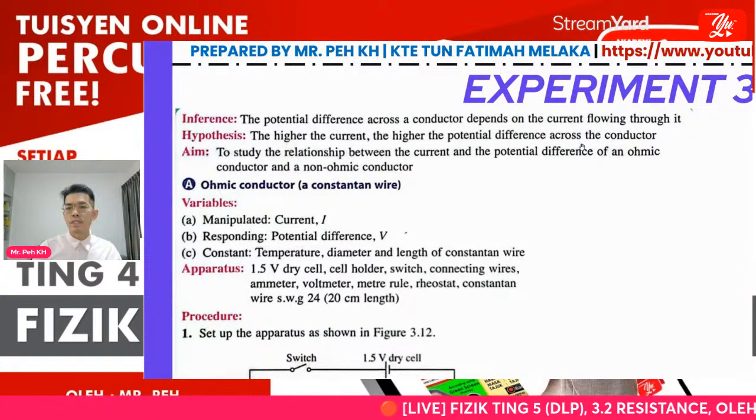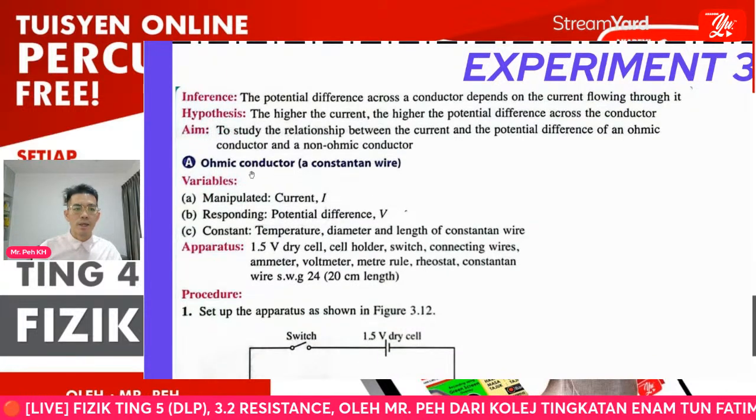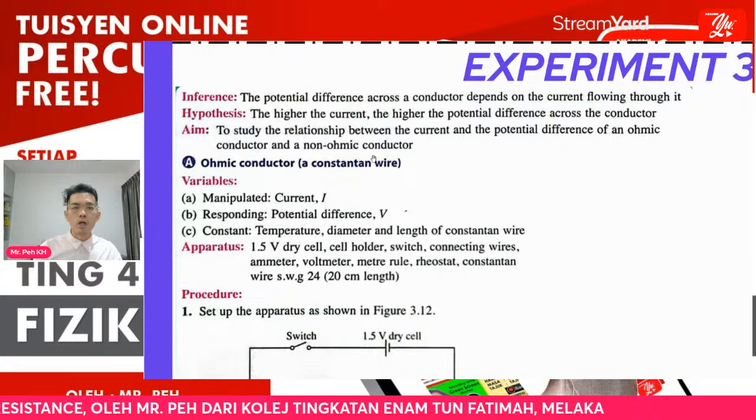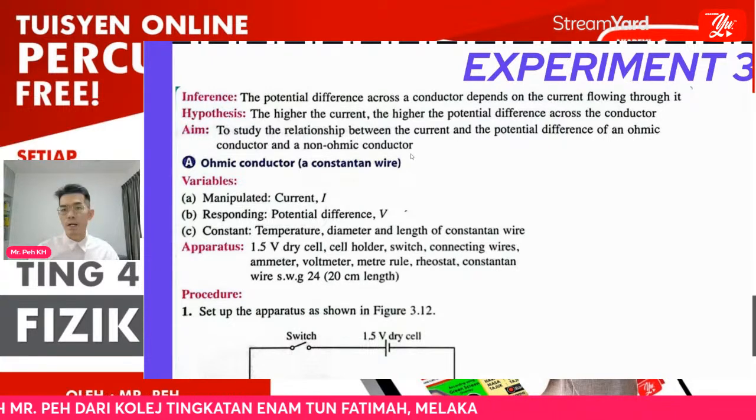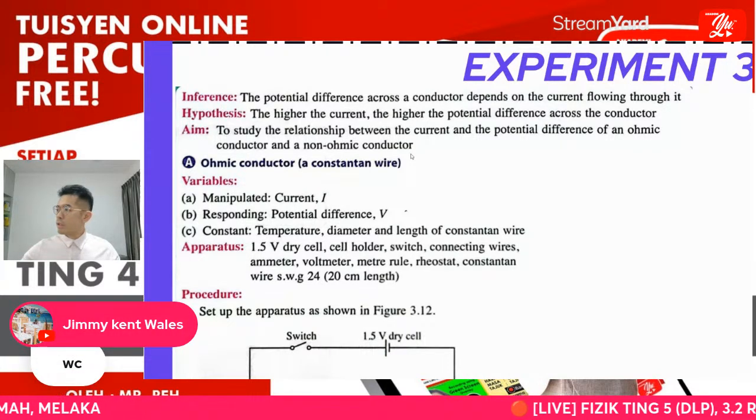As mentioned just now, for the ohmic conductor we will be using the constantan wire, that is experiment A. And then for experiment B, the filament bulb, where the material usually will be tungsten.